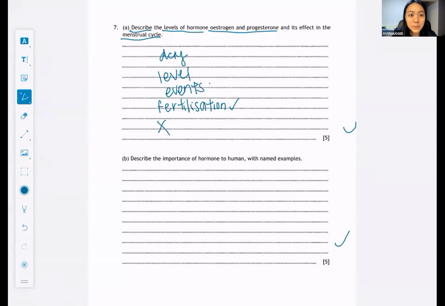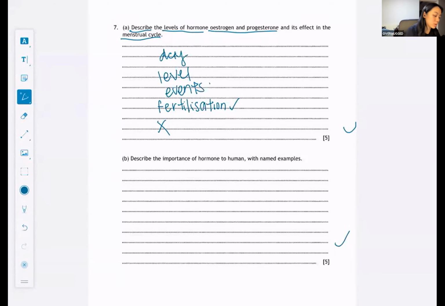Do we describe and explain? Yes. So when you describe the level of hormones and its effect, the effect part is basically the explaining part, right? When you describe, it goes up and down at certain days. For example, estrogen will fall to very low at day 14, but progesterone will start going up. You also explain its effect, which is that the uterine lining will first repair and then further thicken. So this is the explaining when you describe the effect of the hormones on the menstrual cycle. Okay, so back to B.